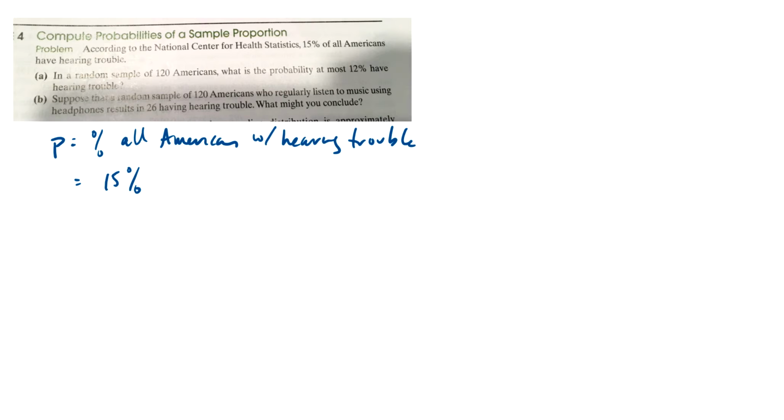So that's 15%. So A says this: in a random sample of 120, what's the probability that at most 12% have hearing trouble? So I've got lots of P's here. This is a capital P for probability that my sample is at most 12%.